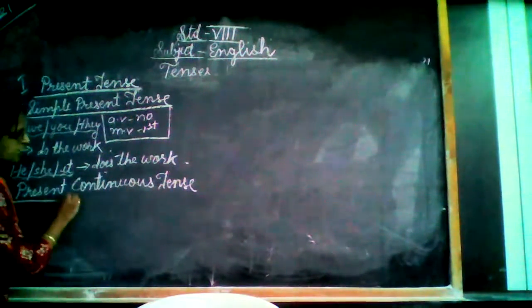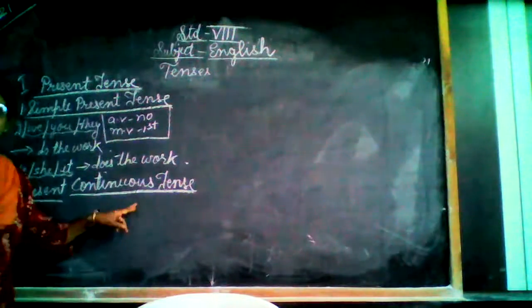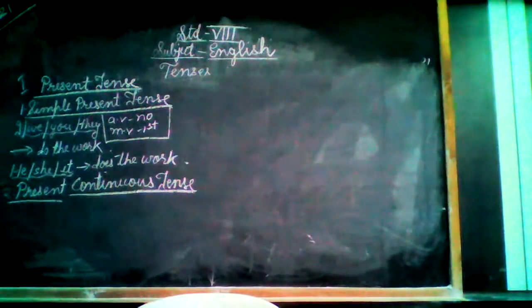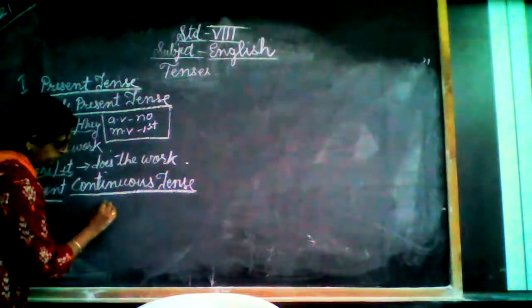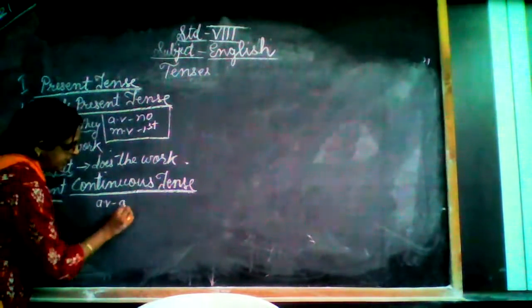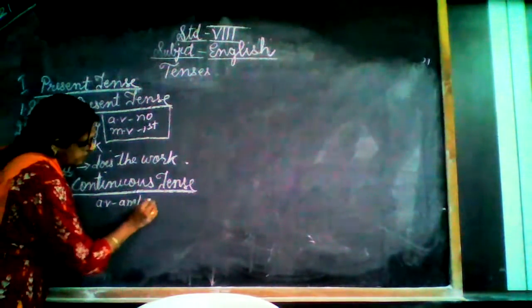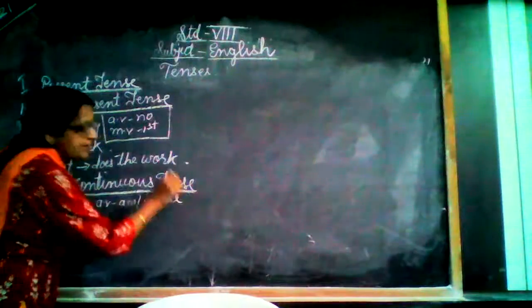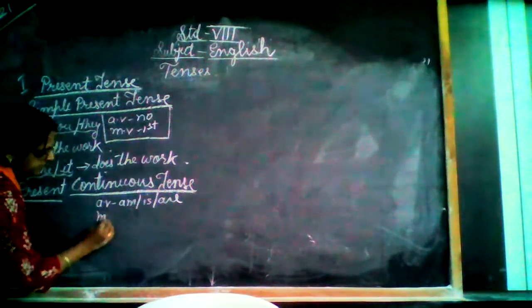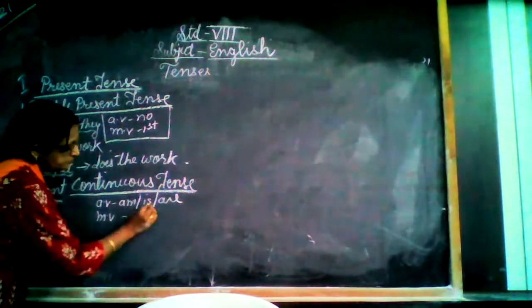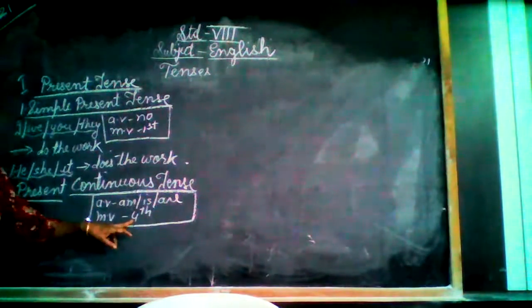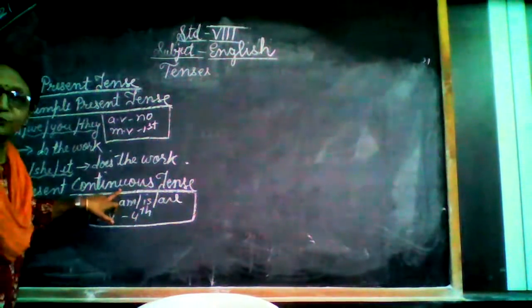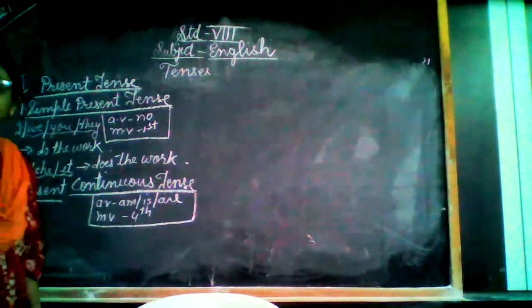Present continuous tense. Since it is continuous, it is also known as the progressive tense. Here the auxiliary verbs are am, is, or are, depending upon the subject, and the main verb is in the fourth form. Fourth form is the present participle form, the ing form.